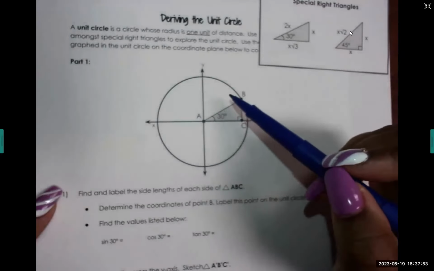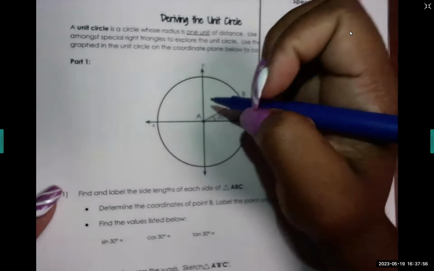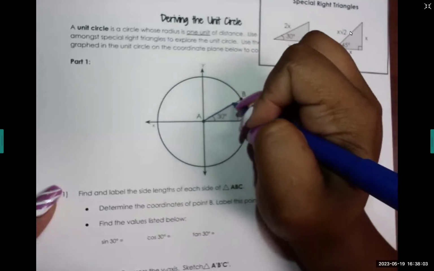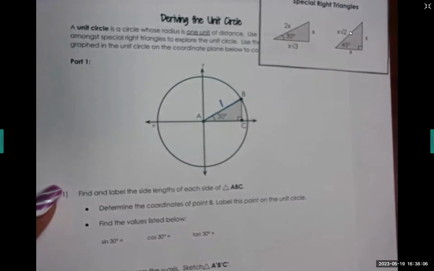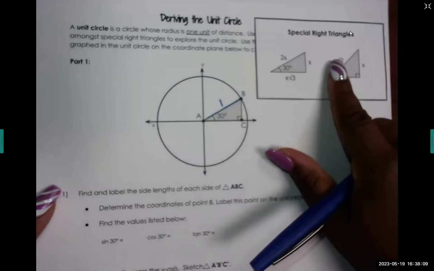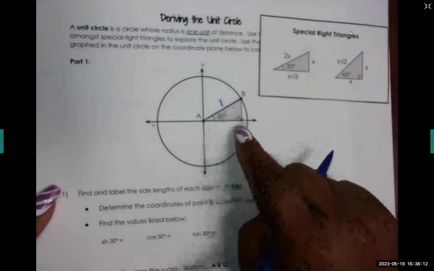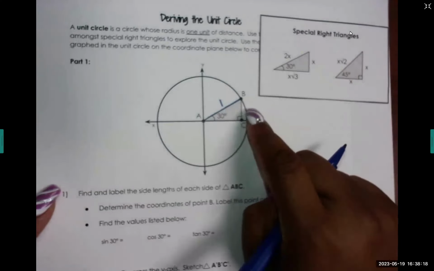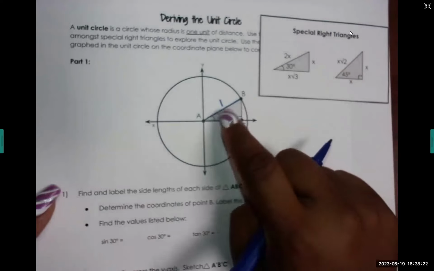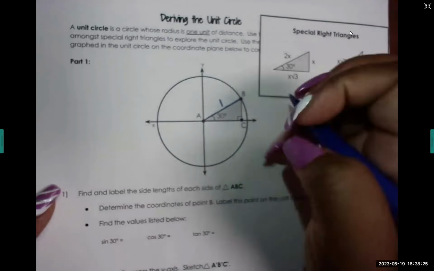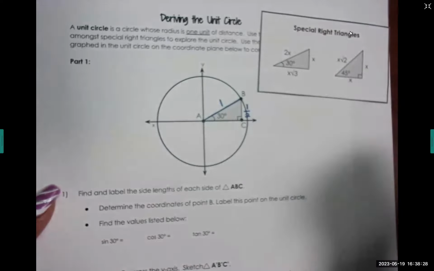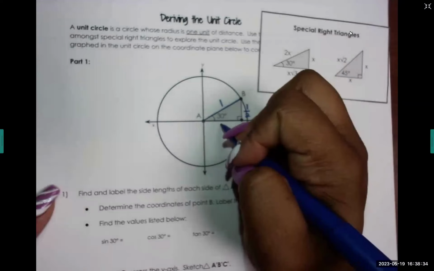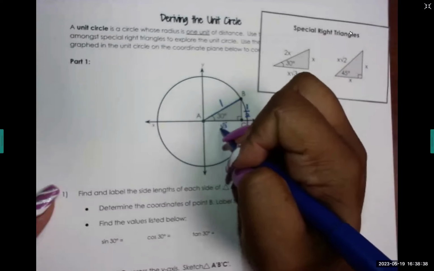Knowing that this triangle is inside a unit circle, and for a unit circle the radius is 1 unit in length, I'm going to label my radius 1. In order to find the other lengths, I'm going to use my special right triangle relationships. Because this is a 30, 60, 90, and I know the hypotenuse, that means the hypotenuse is 2 times the short leg, the side length right opposite our 30-degree angle. Since the hypotenuse is 1, my short leg is going to be 1/2. And then my long leg is going to be my short leg times square root 3, so it's 1/2 times square root 3, which I can write as square root 3 over 2.